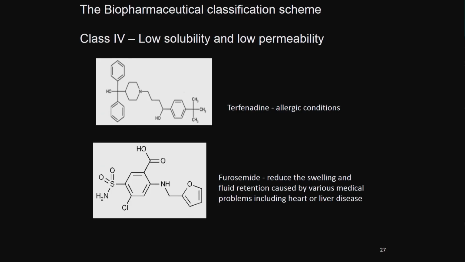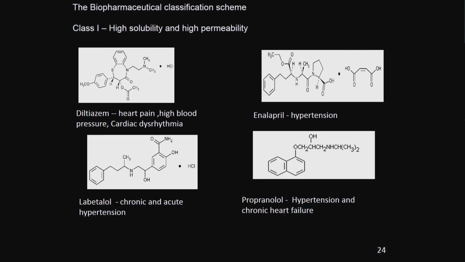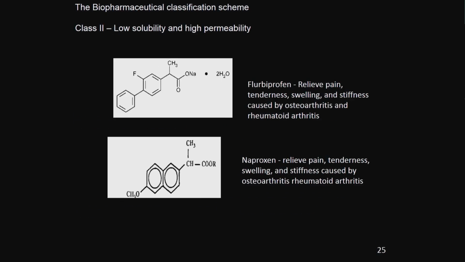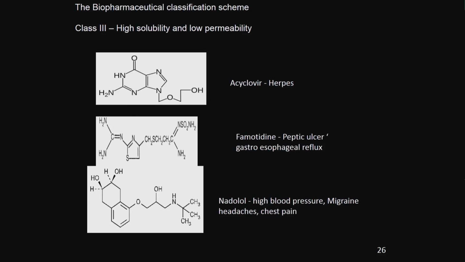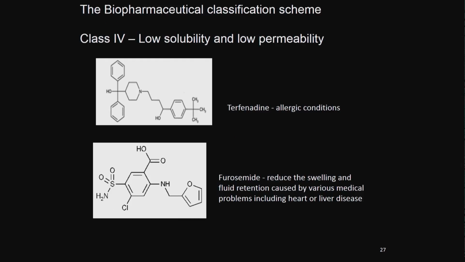So these are the 4 different types of classifications, it is called biopharmaceutical classification: high soluble, high permeable, low soluble, high permeable, high soluble, low permeable, low soluble and low permeable, okay. So for each of these drugs we may require different strategies for improving either the solubility or the permeability. So we will continue further on the bioavailability and ADME.